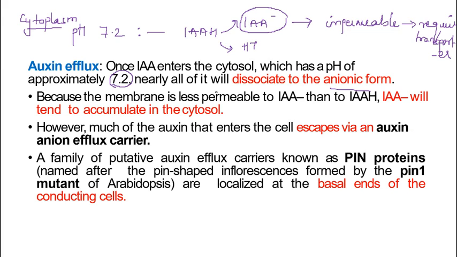So it will accumulate in the cytosol until there is a signal to release it to the next cell. Then it escapes via an auxin efflux carrier, for example PIN.